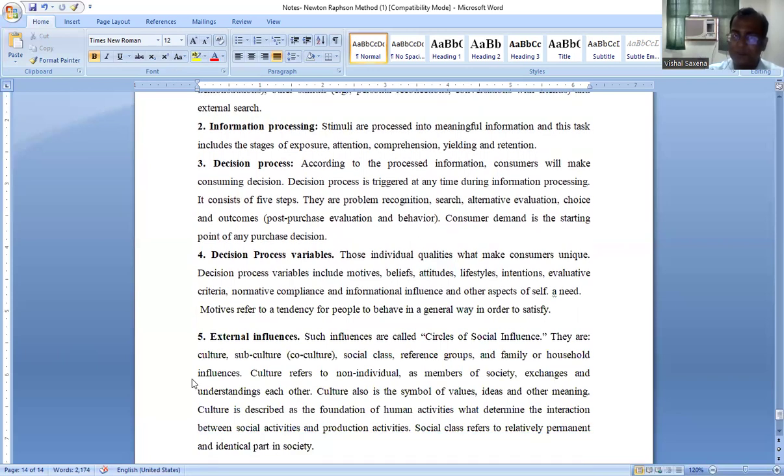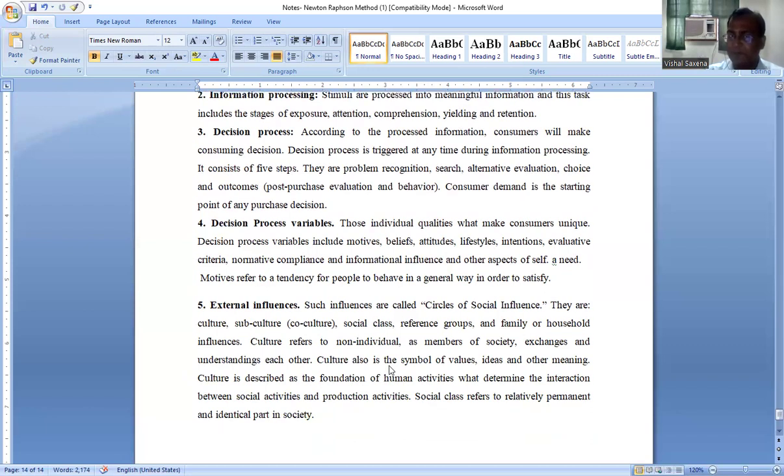The fifth component, which is the last component of this decision theory, is the external influence. Because we are discussing the external influence on the decision process, such influences are called circles of social influence. They are culture, subculture, which means co-culture as well, social class, reference groups, and family or household influences.